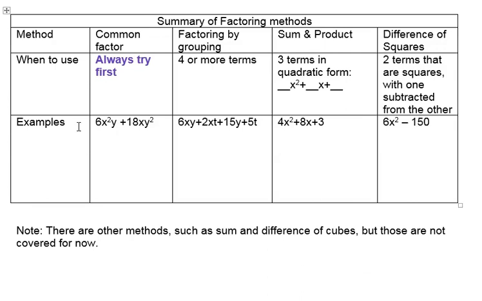So our first example, 6x squared y plus 18xy. You might think, oh, 2 terms. Let's try difference of squares. But it's not a difference, it's an addition. And we don't have perfect squares. Also, we haven't done the thing we're supposed to always try first, factoring out a common factor.